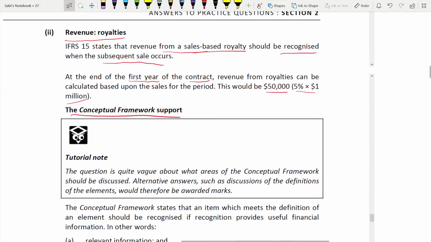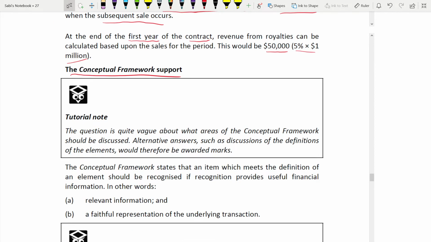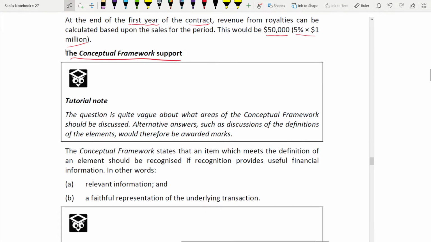Now we are moving to the very important thing: how the conceptual framework supports here. If you see the tutorial note, this is not in your answer, this is just for your preparation. This question is quite vague about what areas of the conceptual framework should be discussed. Exactly, they didn't say, right? This is an open-ended question. A student might write this answer from any aspect. Alternative answers such as discussion of the definition of the elements. Definition of the element means you can give the definition of revenue according to the conceptual framework. Still you will be getting the marks.